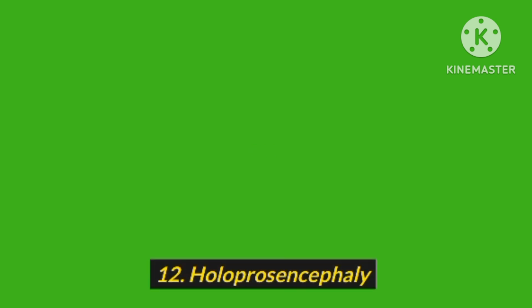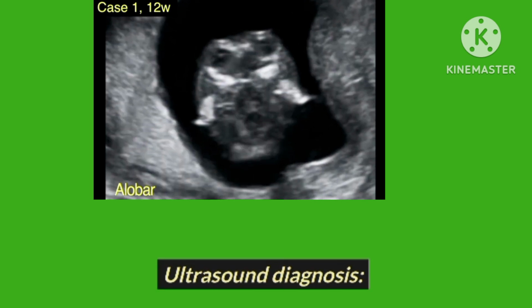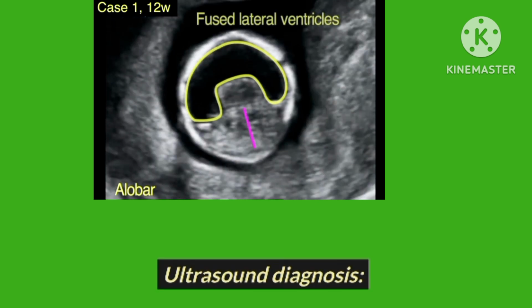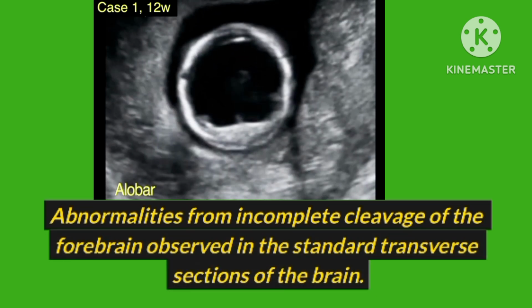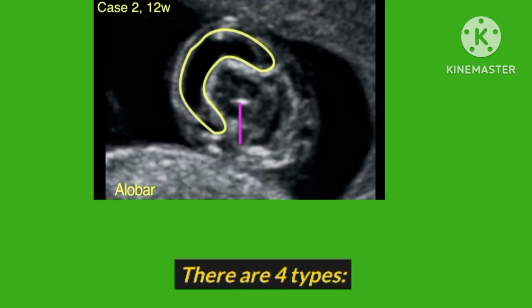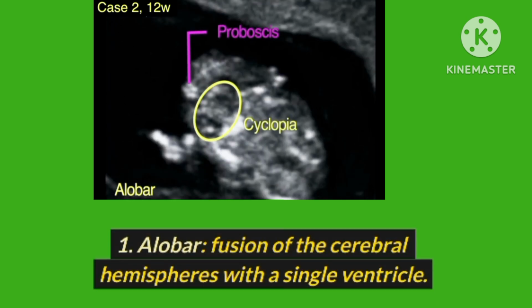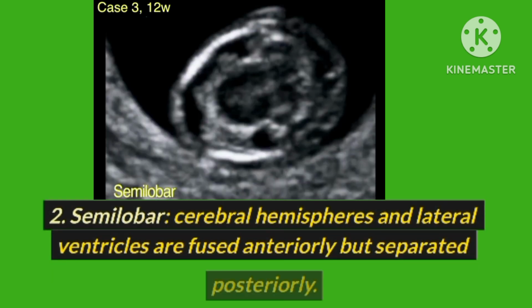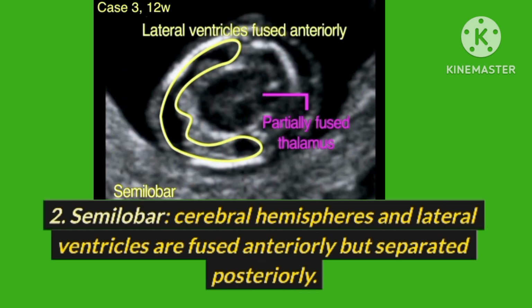Number 12. Holoprosencephaly. Ultrasound diagnosis. Abnormalities from incomplete cleavage of the forebrain observed in the standard transverse sections of the brain. There are 4 types. Number 1. Alobar type. Fusion of the cerebral hemispheres with a single ventricle. Number 2. Semilobar type. Cerebral hemispheres and lateral ventricles are fused anteriorly but separated posteriorly.